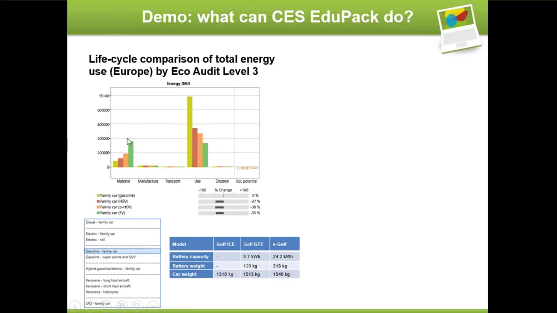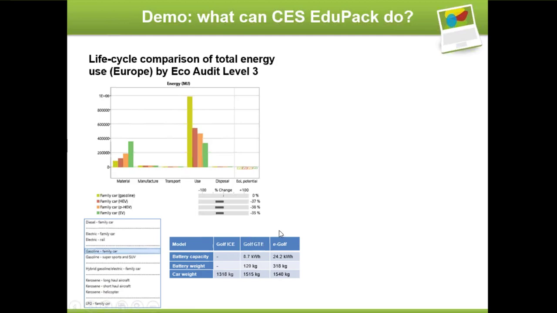So the energy use in the material phase here is greater, but at the end it will take less energy in the use phase. So I'll show you how to make all of these entries into the Eco Audit, and then you can use these as a base of discussion in your classroom.